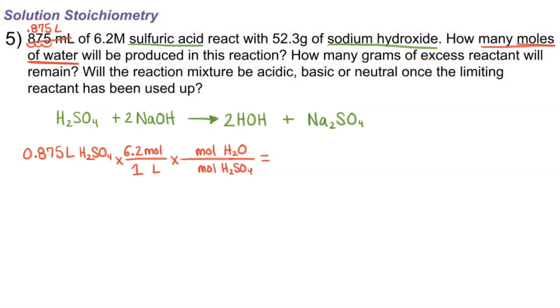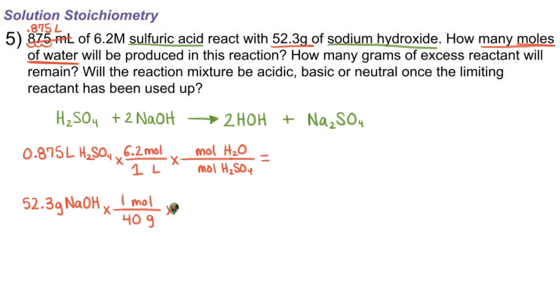Then we'll set up a similar conversion for our sodium hydroxide, but for the sodium hydroxide we actually get to start with grams, 52.3 grams of NaOH. This is a more familiar conversion. We start by going from grams to moles, moles to moles, and then we will have our final answer. So grams to moles, and sodium hydroxide has a molar mass of right about 40 grams per mole.